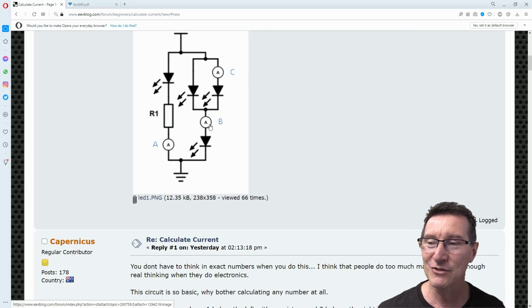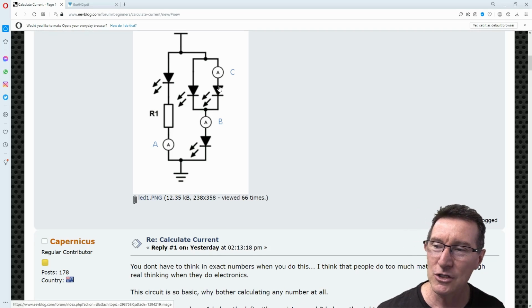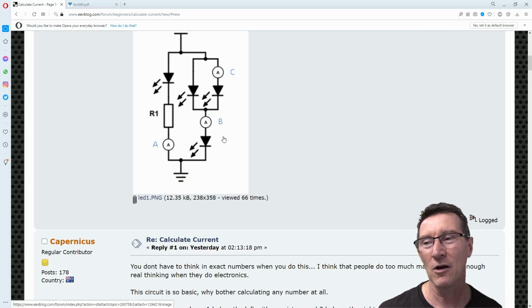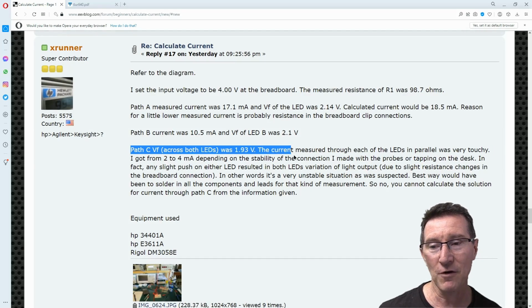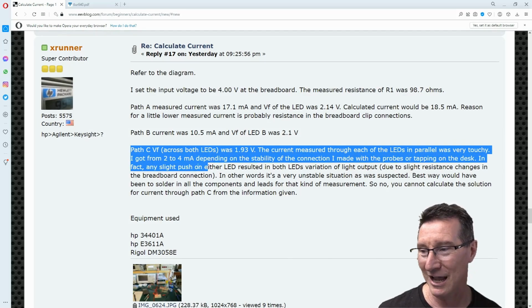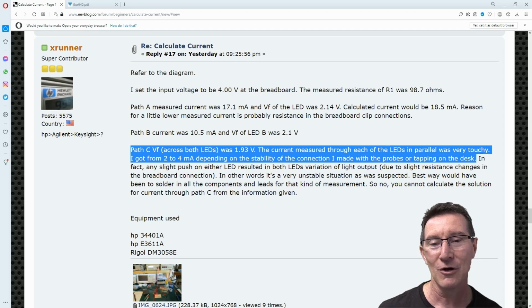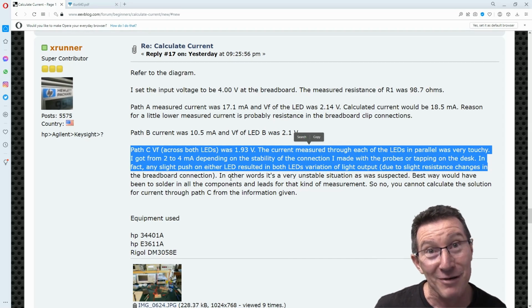So, these things have sorted themselves out and they've talked among themselves and going, right, we're going to have 10 milliamps through here. So the current, assuming these LEDs were from the same batch and reasonably split, I expect C to be roughly half of that, or 5-ish milliamps. And sure enough, path C was 1.93 volts. The current through each of the LEDs in parallel was very touchy. I got from 2 to 4 milliamps, depending on the stability of the connection I made with the probes or tapping on the desk. In fact, any slight push on either LED resulted in both LED variations of light output, due to slight resistance changes in the breadboard connection.